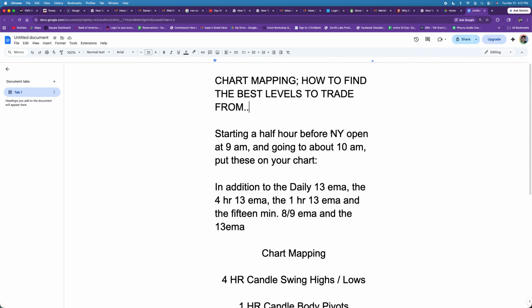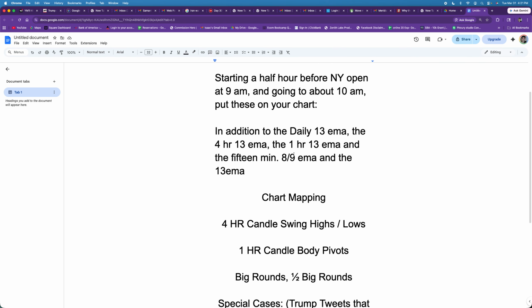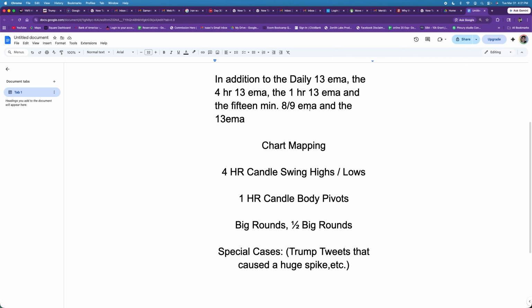Okay, so let's keep it simple. Let's keep it short and sweet. About a half hour before the New York Open, at about 9 o'clock a.m. and going to about 10 a.m., put these on your chart. In addition to the daily 13 EMA, the 4-hour 13 EMA, the 1-hour 13 EMA, and the 15-minute 8-9 EMA, and the 15-minute 13 EMA, make sure that those are always going to be on your chart. Every day. It's not like you have to add them every day. They're just always going to be there.